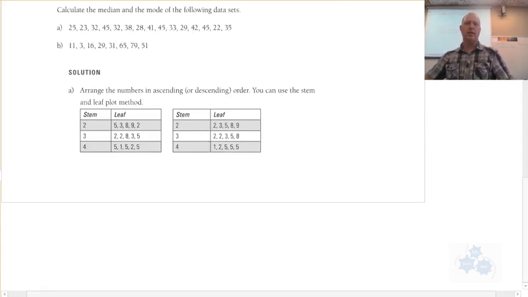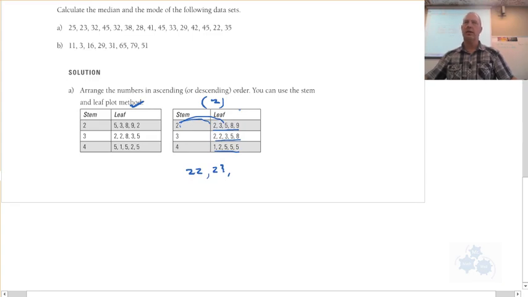Yeah, sorry, this is the second step. So here's the first step. Here's the second step, where they now ordered these numbers over here in ascending order. And then you can go: 22 is my lowest number, 23 is my next number, and so on.